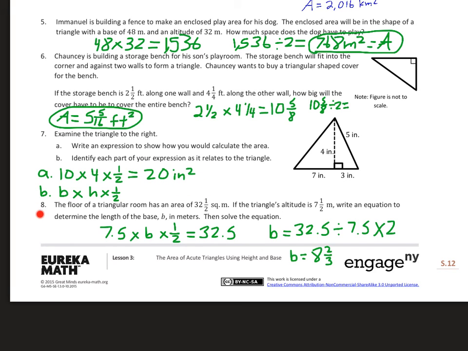And then for 8, this is a little trickier. Your formula is set up as 7.5, the height or altitude, times whatever base is, times 1/2 should equal 32.5 because they gave you what the area was. So when you plug that in to work out B, you then have to get rid of times 7.5 and times 1/2. To get rid of times 7.5, you have to divide by 7.5. So we're going to do 32.5 divided by 7.5. And to get rid of times 1/2, you can divide by 1/2 or you can multiply by 2. So then you do times 2 and you get 8 2/3. You can then plug it in and check that 8 2/3 times 7.5 times 1/2 equals 32.5.